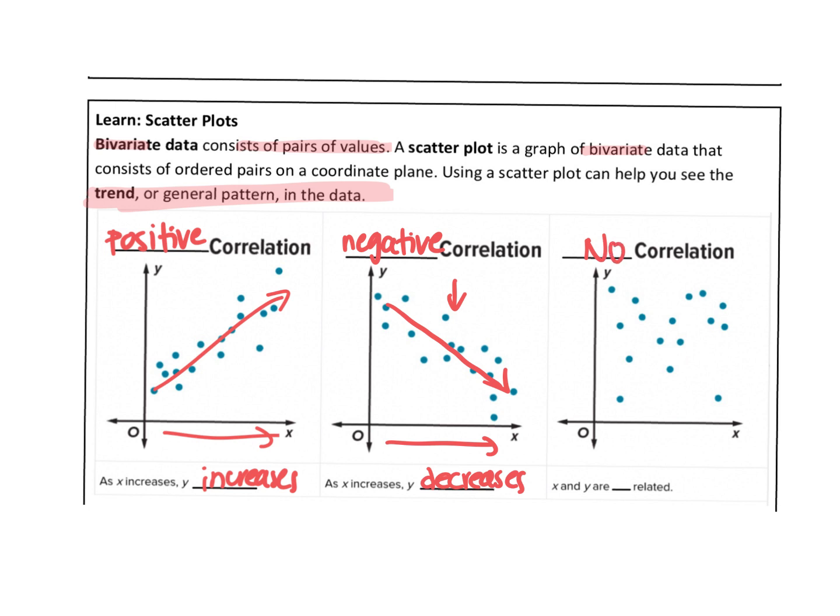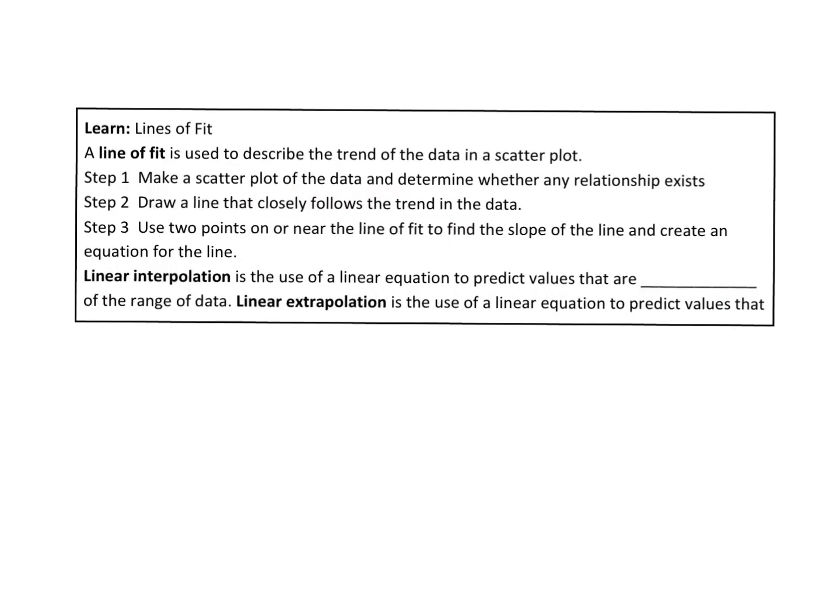No correlation means there's no relationship. So x and y are not related to each other. There's no pattern. So whatever you're working with, these two things don't have any relationship to each other. So it might be like the month I was born in and how many pets I have. Those things do not have any relationship or correlation to each other. So that would be a scatter plot that would kind of look like this.